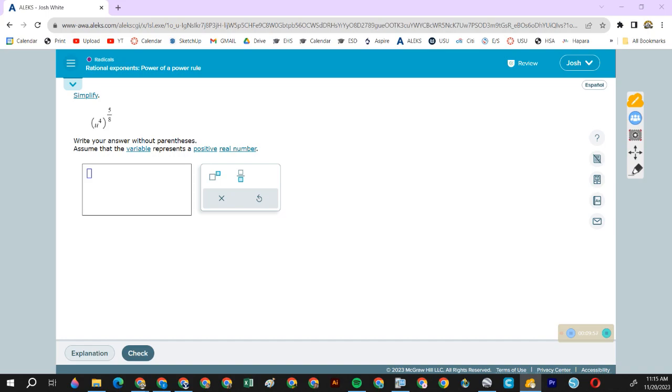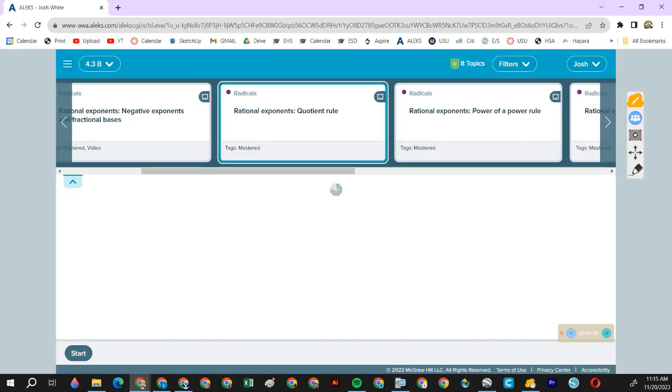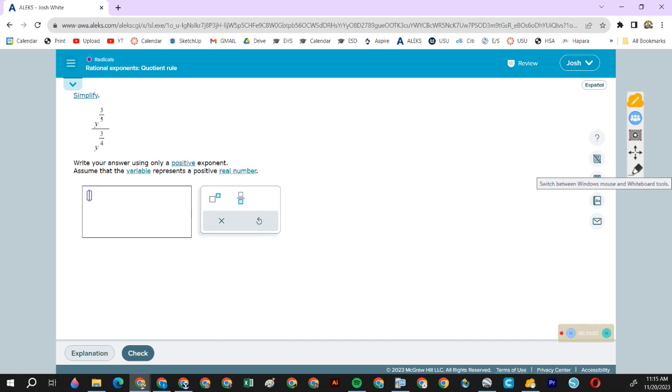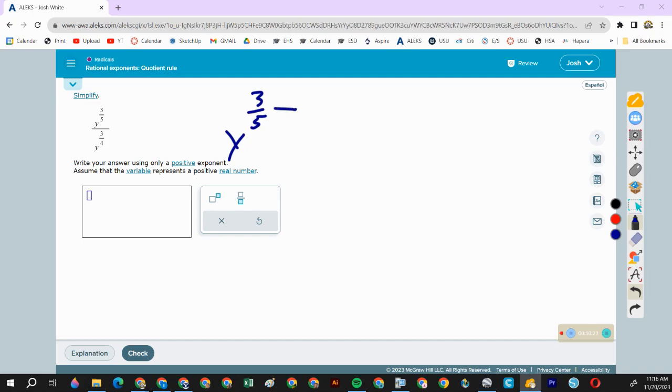Okay, quotient rule. y to the 3 over 5 divided by y to the 3 over 4. So this is going to be y to the 3 over 5 minus 3 over 4. Right? If the bases match and we multiply, we add the exponents. If the bases match and we divide, we subtract the exponents.